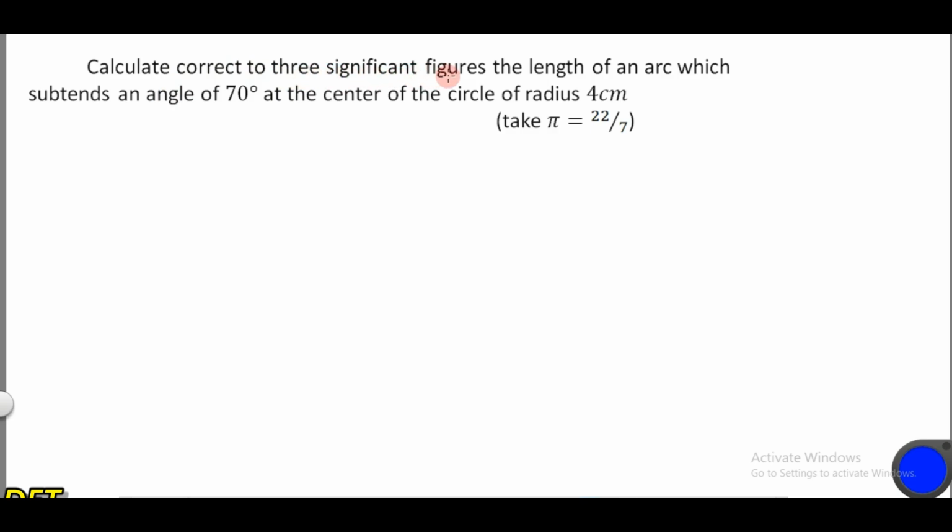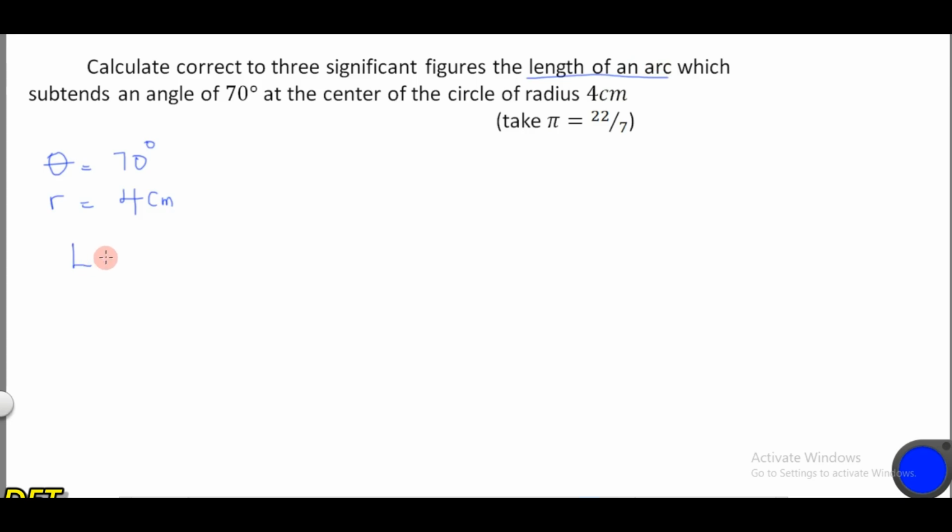Calculate correct to three significant figures the length of an arc which subtends an angle of 70 degrees at the center of a circle of radius 4 centimeters. Take pi to be 22 all over 7. So we're asked to look for the length of an arc which subtends an angle of 70 degrees at the center of a circle of radius 4 centimeters. So we are given theta, which is the angle, to be 70 degrees, and the radius to be 4 centimeters. So we are asked to look for the length of the arc.